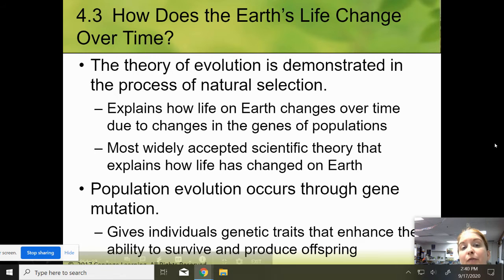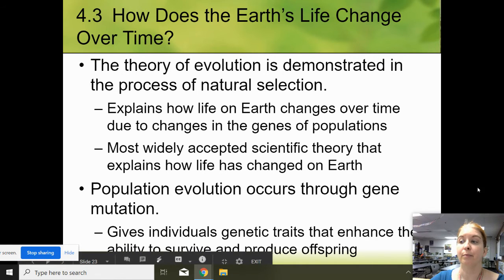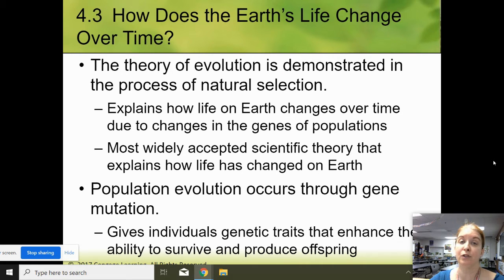This is Chapter 4, Section 3. How does the Earth's life change over time? A lot of this is going to be familiar from freshman year, talking about evolution and natural selection. We're just going over it again and then talking about how, once again, this is going to help these organisms survive and move on. So the theory of evolution is demonstrated through the process of natural selection.